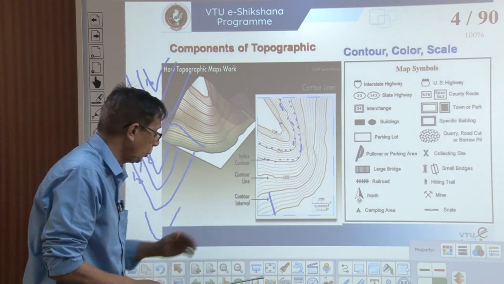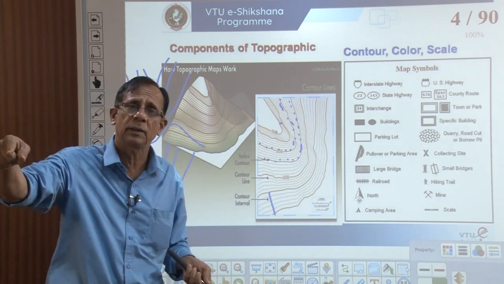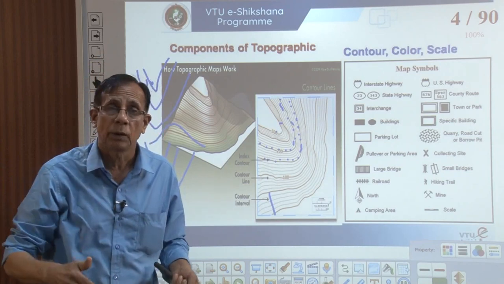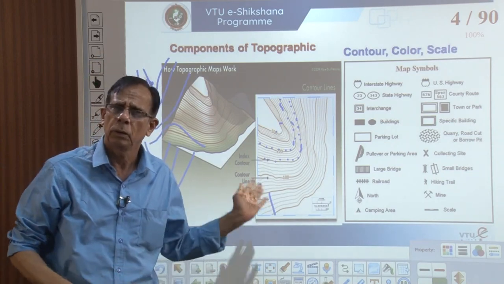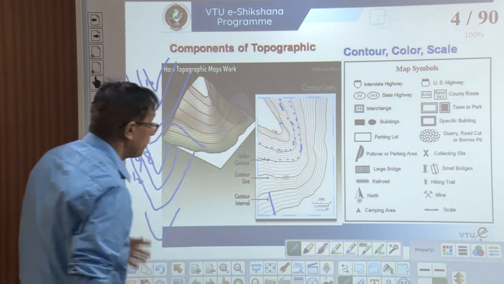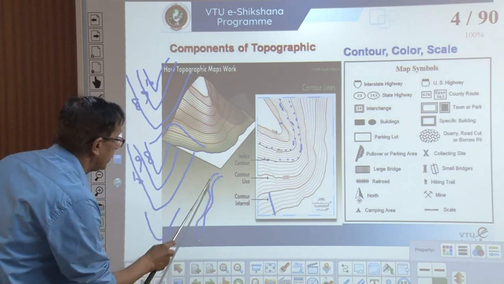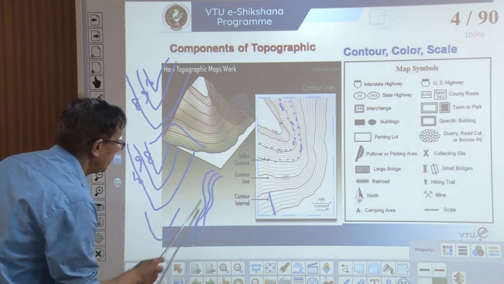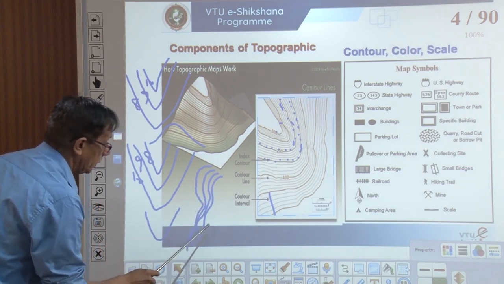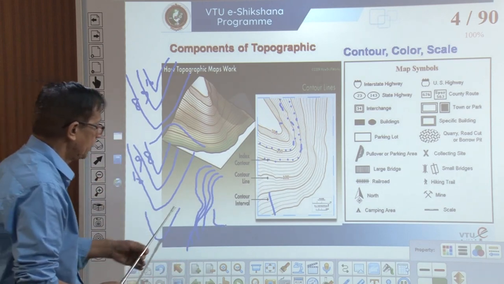Thus, contour patterns help us to understand whether it is a valley section, a plain land, a steep slope, a hilly section, a ridge, etc. Different features. If contours are very close to each other, they never intersect. They appear to lie one over the other, like this. They represent a steep slope, a vertical cut, which means cliffs.